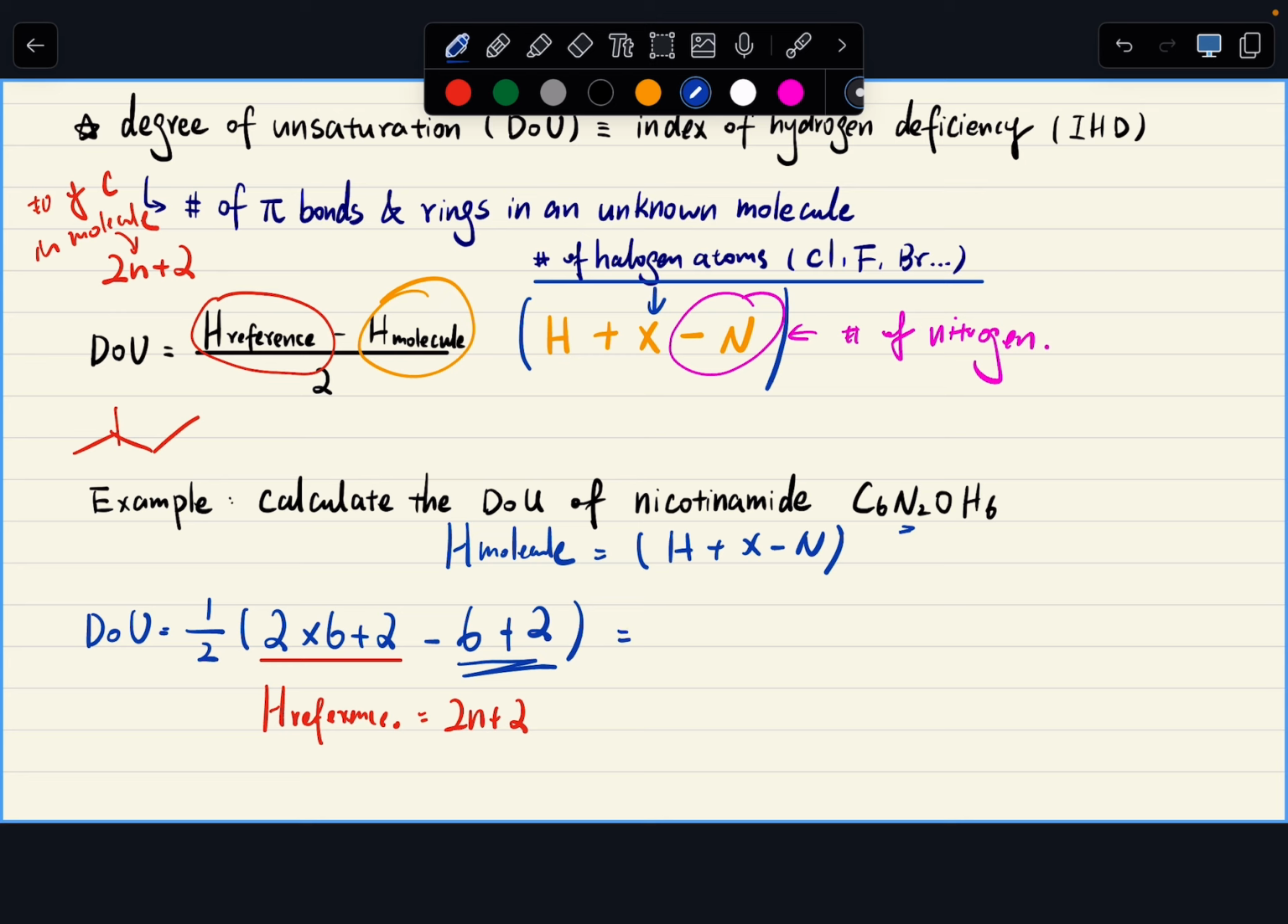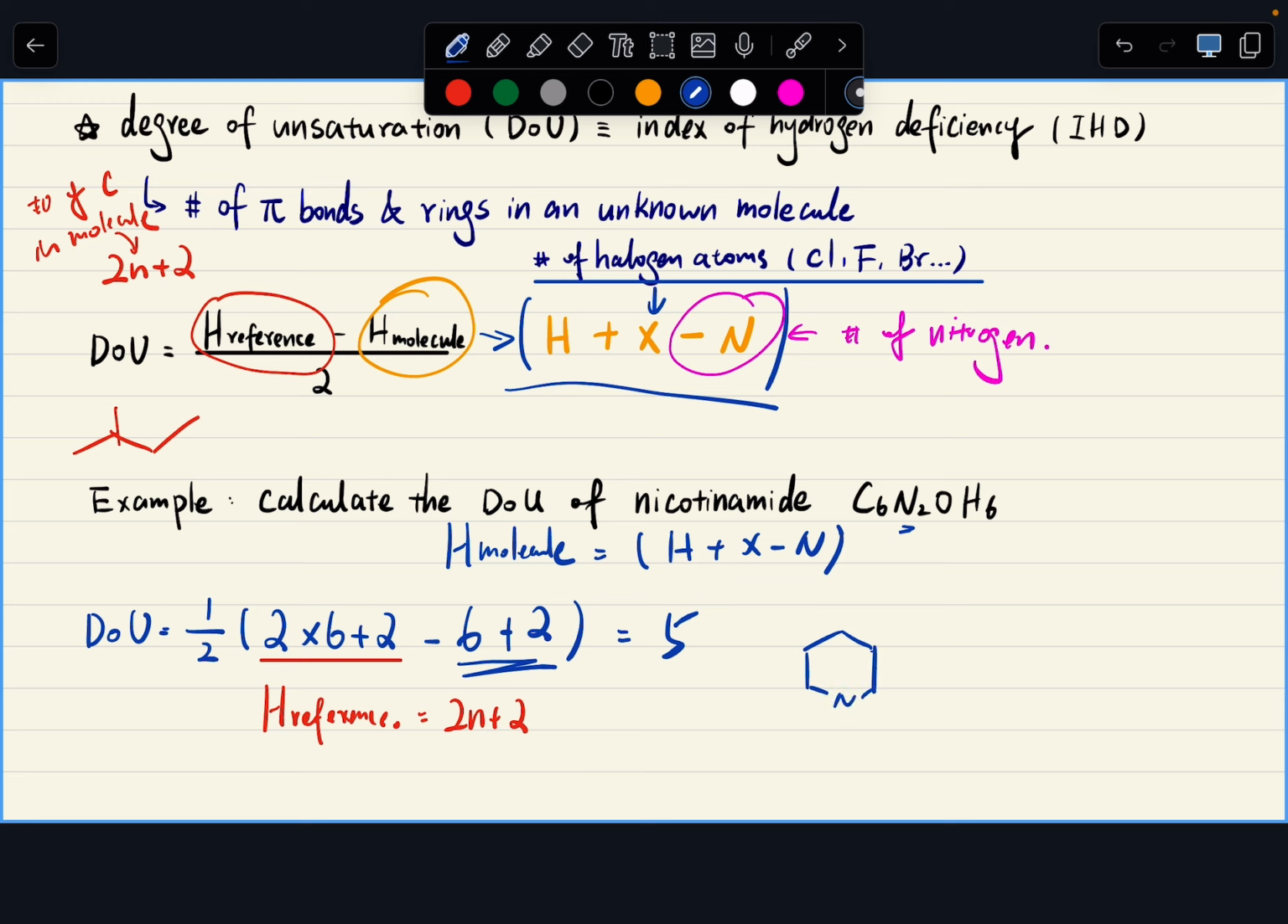You do the calculation, you end up getting 5 total degrees of unsaturation. Yes? Yeah, so this entire thing equals the H molecule. All right, so then how do we draw it out? Well, we have a degree of unsaturation of 5 in this molecule. So we can draw it with, well, we need to have some ring and some pi bond.